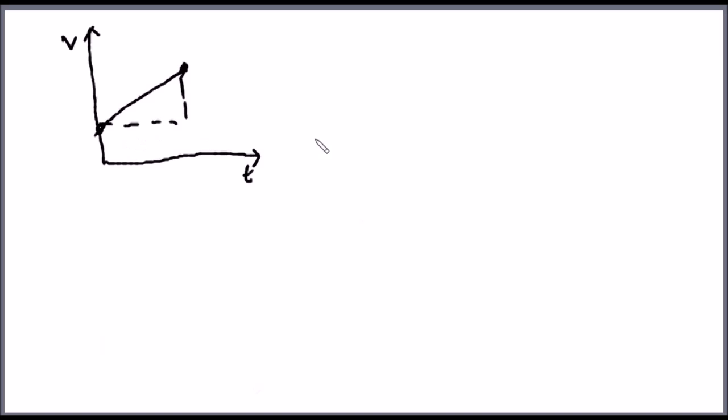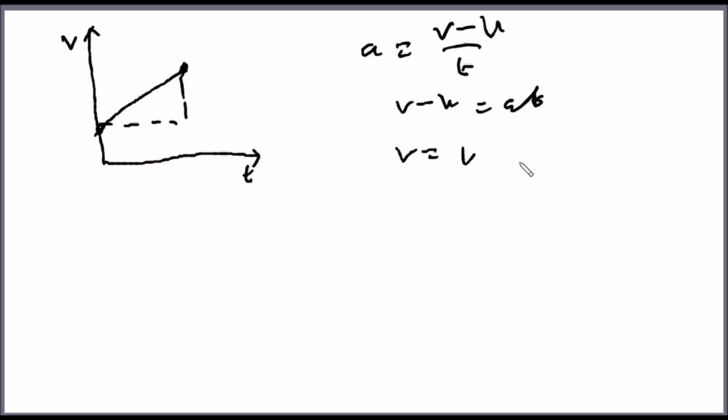The bottom of the triangle is the length of time that this increase in velocity occurs over. So acceleration equals v minus u over t. That's the gradient of this, I suppose, and so v minus u equals at. And therefore v equals u plus at.